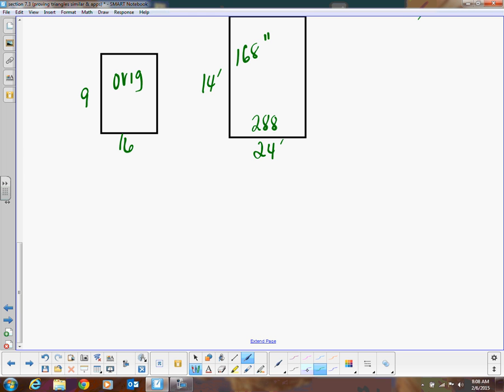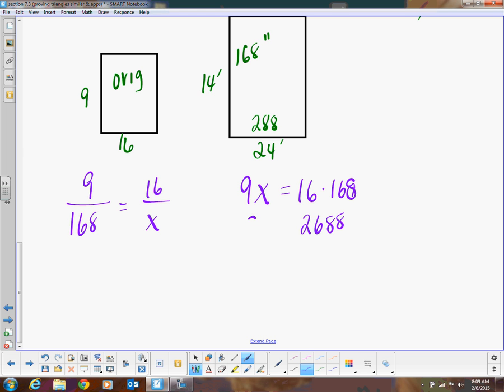So what's our smallest on the original? 9 is to 168 as, wait a minute, 16. Since I started here, I've got to use this one is to, let's make sure this works. 9x equals, what's 16 times, what is it? 2,688. Now what do we do? Does it fit? What is it? 299. So what's wrong?